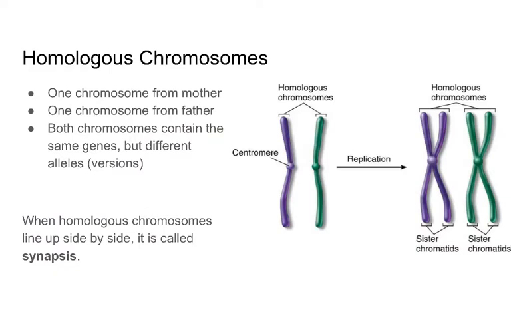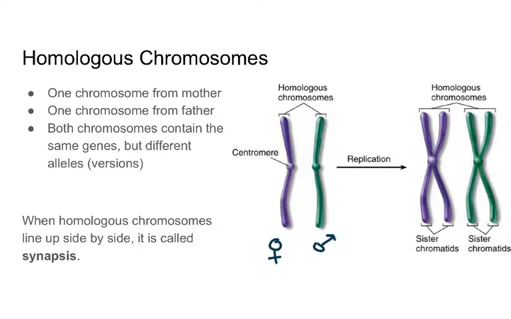So if we look a little bit more in depth at what we mean by homologous chromosomes, we're talking about the fact that, let's say, this chromosome here you got from your mom, and this one you got from your dad. They have the exact same genetic code. They're exactly the same size.